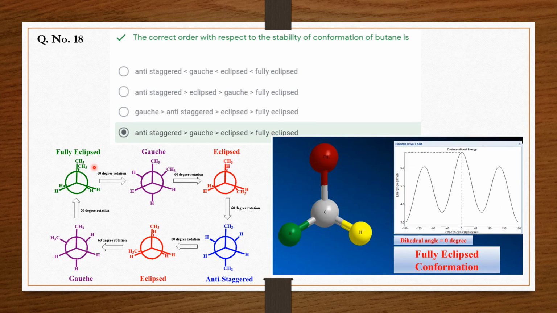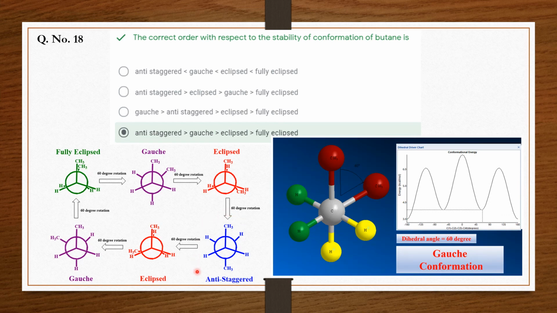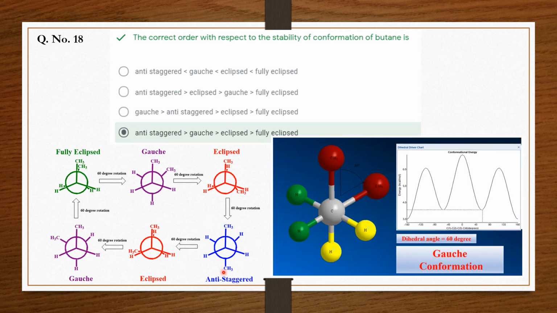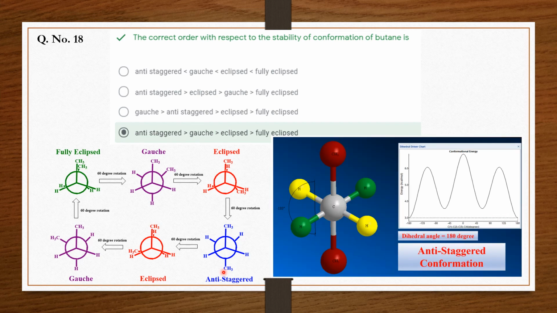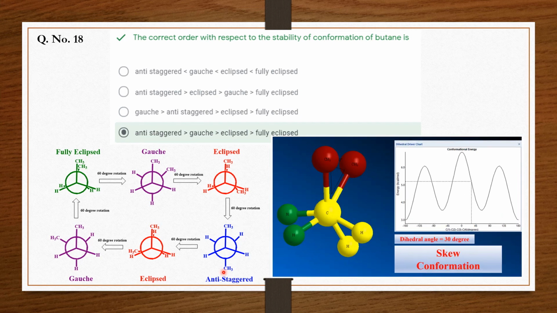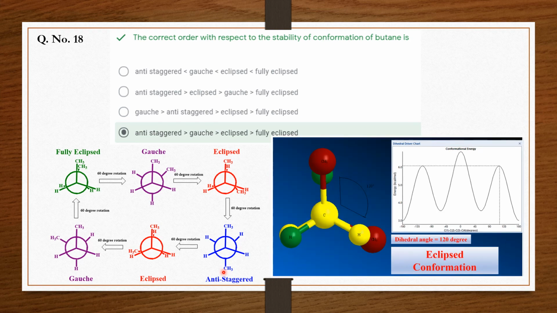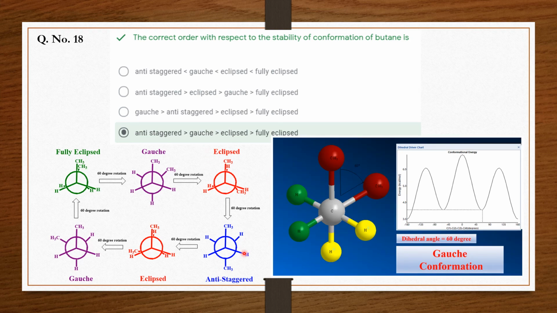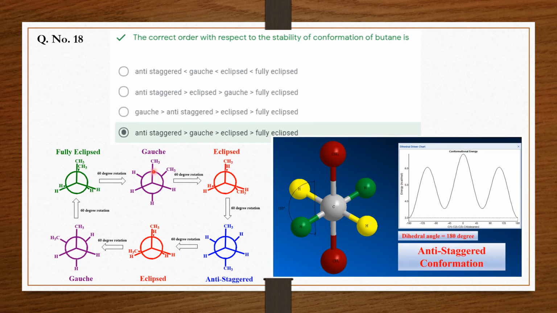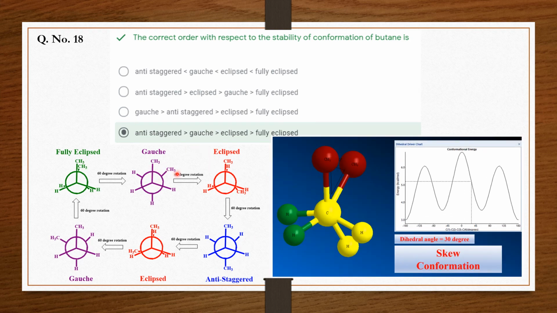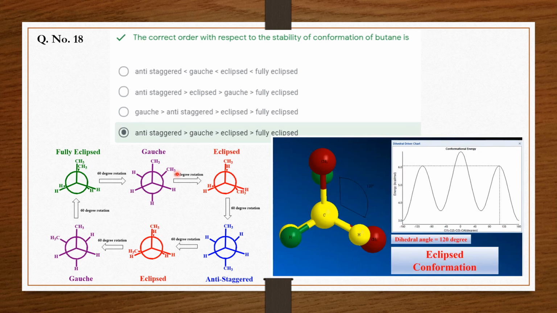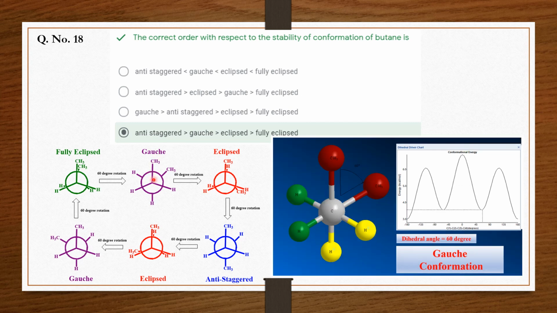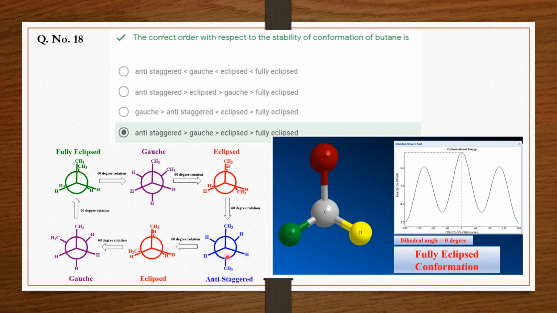and hence it is the least stable. The most stable conformation is anti-staggered, and if you look at this, the dihedral angle is 180 degrees, and hence there is minimum torsional strain and steric repulsion in the case of anti-staggered, which is the most stable conformer in the case of butane. And the next stable conformation is gauche, in which the dihedral angle is 60 degrees, and which is more stable than eclipsed and fully eclipsed forms, but less stable than the anti-staggered form.